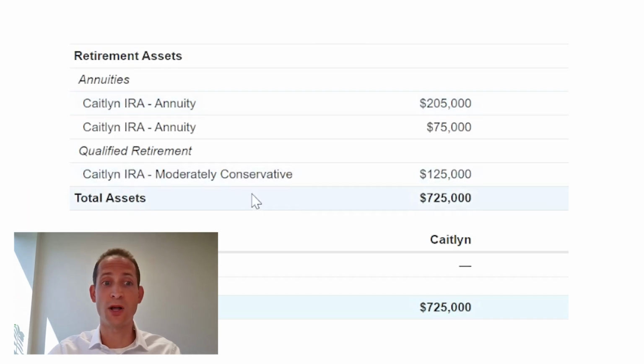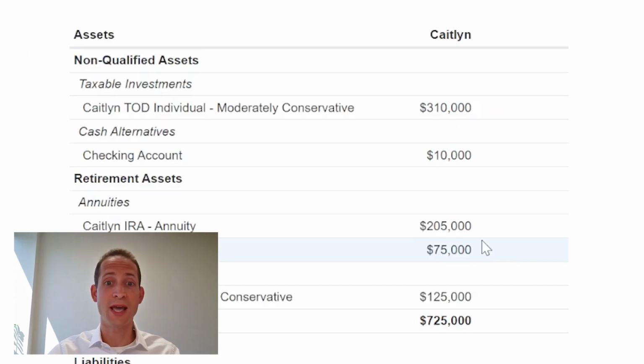Lastly, here you can see qualified retirement, having an IRA, again invested moderately conservative, and 125. So what's jumping out here for me is, if I'm working on this plan, I really need to understand these annuities because they make up a big portion of her situation. And outside of these two annuities, she has roughly $435,000 or so that may be fully accessible.